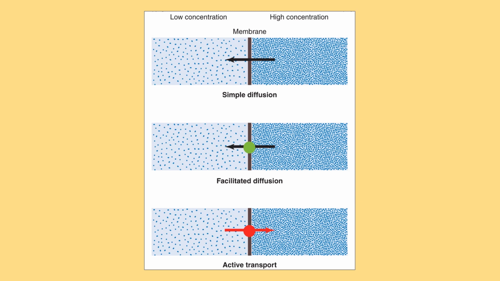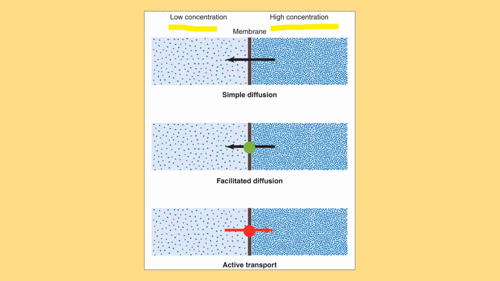So let's start by looking at concentration gradients. For all of these transport mechanisms, concentration gradient matters. And in all three of these panels, there is a substance moving between an area of high concentration shown on the right and an area of low concentration shown on the left.